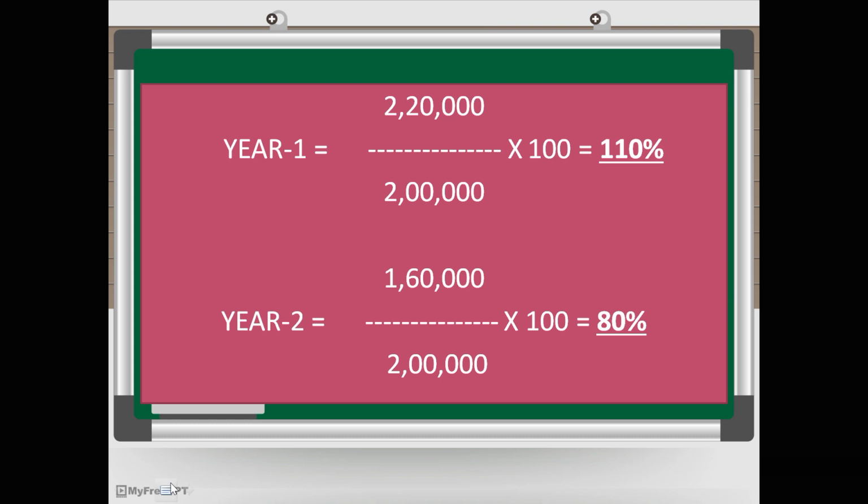And in the second year, loan is 1,60,000 and equity share capital remains the same, 2 lakh. So 1,60,000 divided by 2 lakh into 100 gives us 80%. See, this ratio is favorable, I must tell you. This is the last ratio, but quite a favorable one, because the loan amount should always remain less as compared to equity. And that can be seen from the second year calculation.